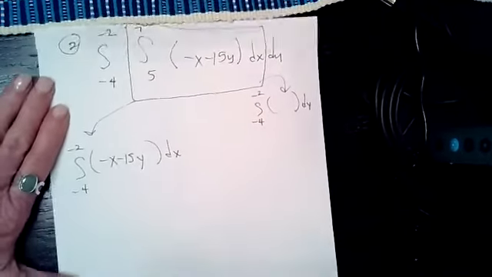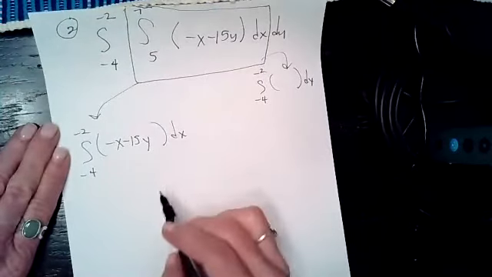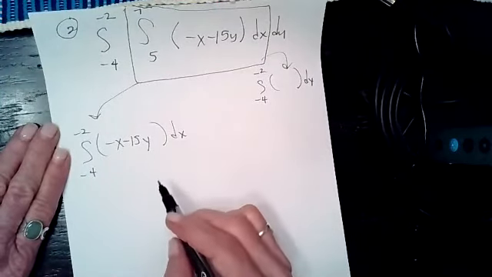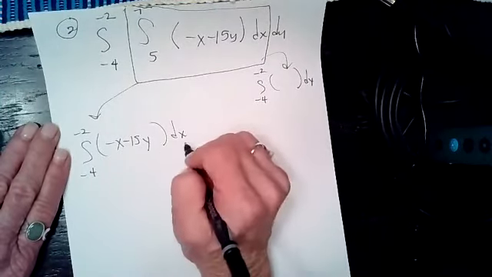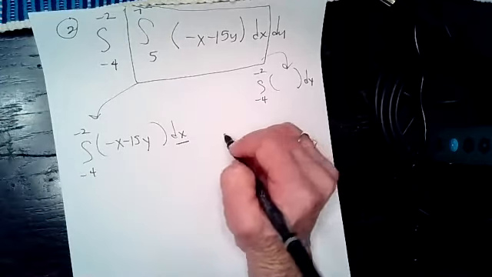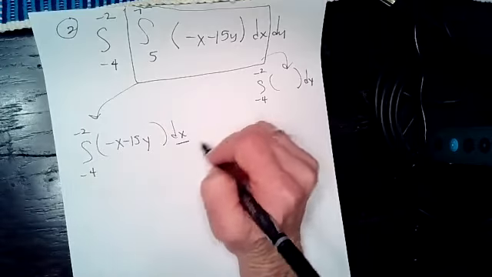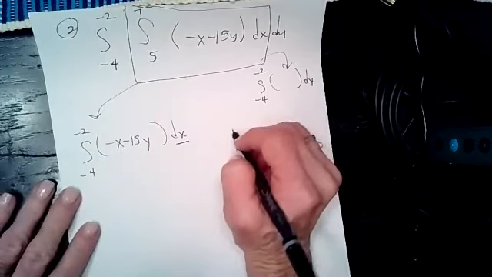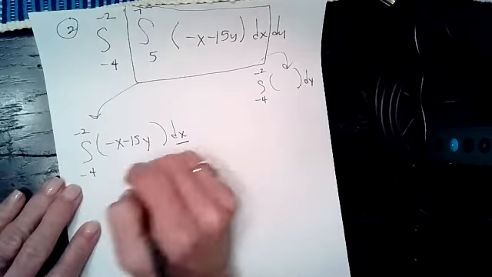Okay, so let's go look at this, because this is the new part. All right, so I'm integrating with respect to x. So what does that tell me? I'm going to increase each term by x. That's what it's telling me. x is a variable term and y is a constant term.